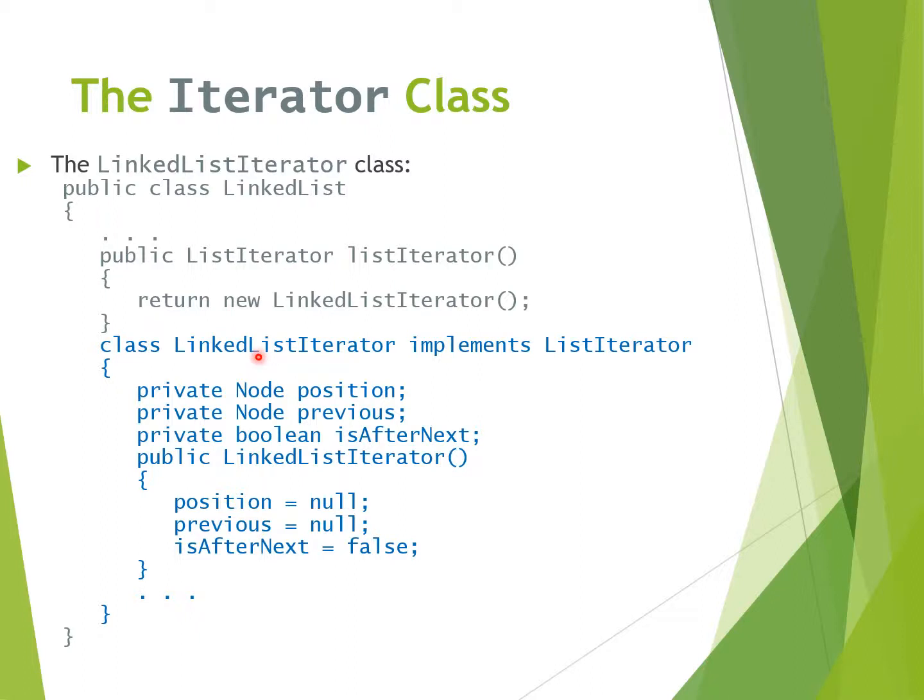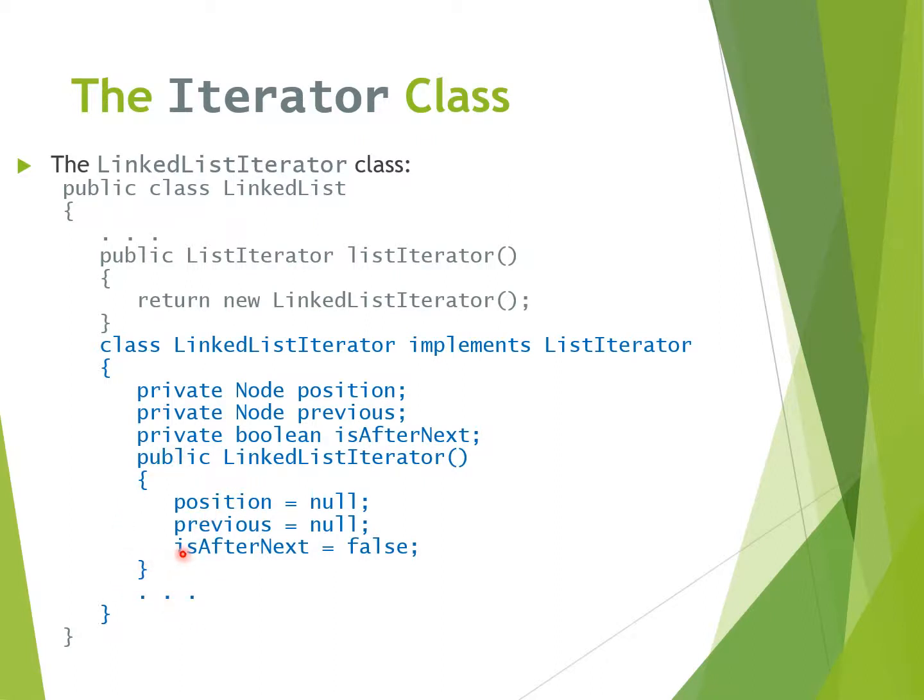So here is the inner class linked list iterator inside the class linked list, which is marked with blue color. This class implements the list iterator, which is an interface containing add, set, remove, next, and has next, the methods that you have seen in the previous slide. Let's see what's inside this class. It has a private node position to keep track of the current position of the iterator. It has a private node previous, which refers to the previous position. It has a private boolean isAfterNext, which is a flag to keep track of when the next method has been called. And it has a constructor for sure.